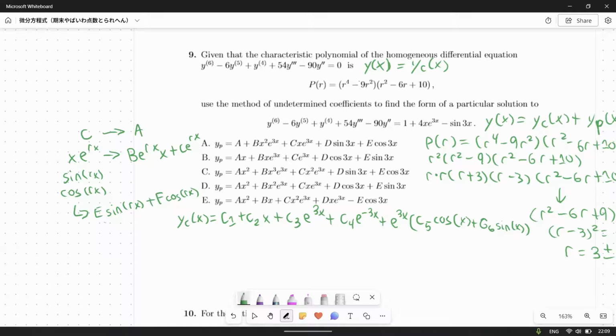And so comparing those rules to our answer choices here, we can come up with an initial guess that is going to be equal to y sub p of x is going to be equal to A plus Bx times e to the 3x plus C times e to the 3x plus D times sine of 3x plus E times cosine of 3x.